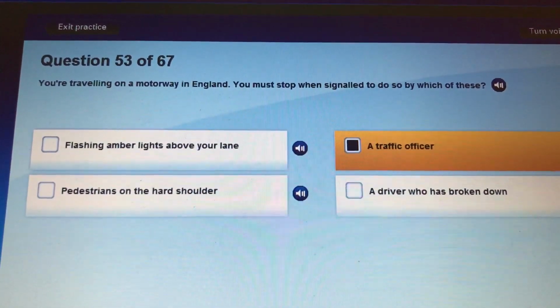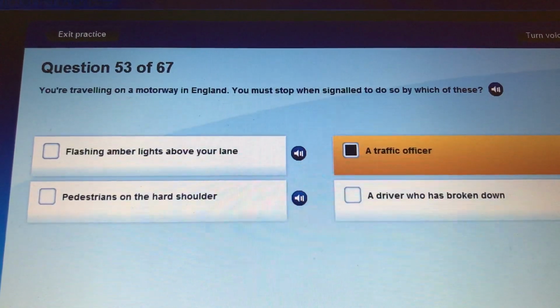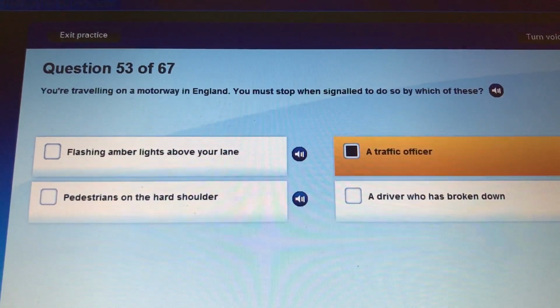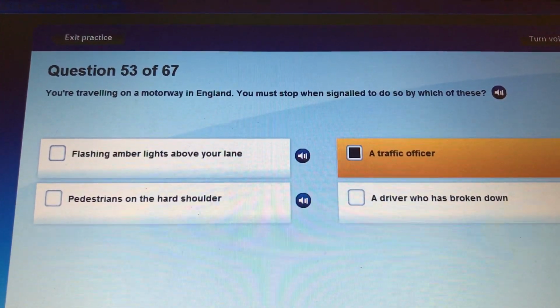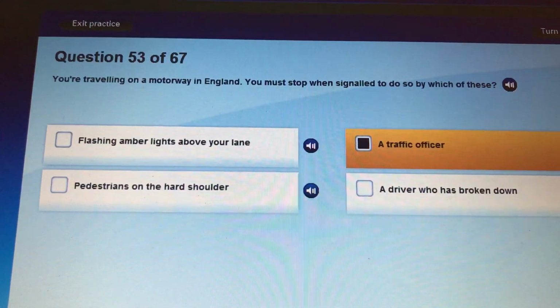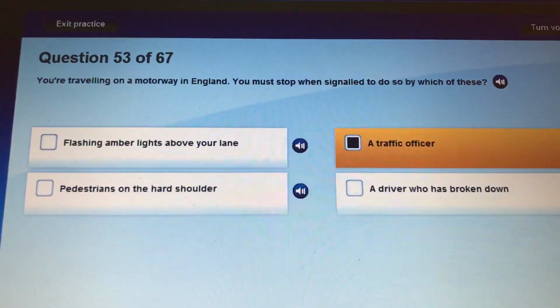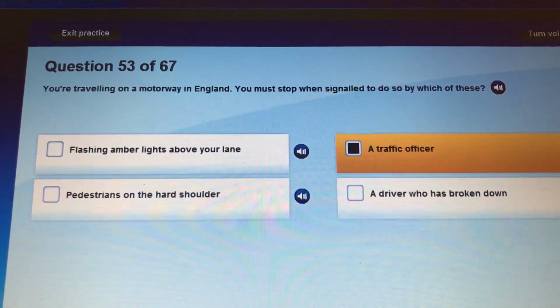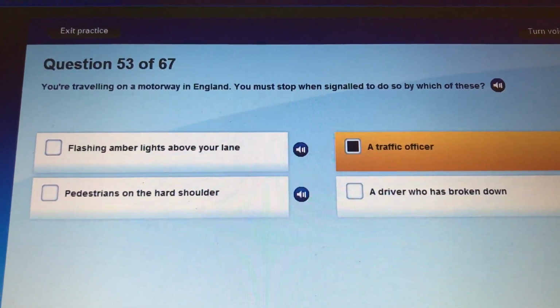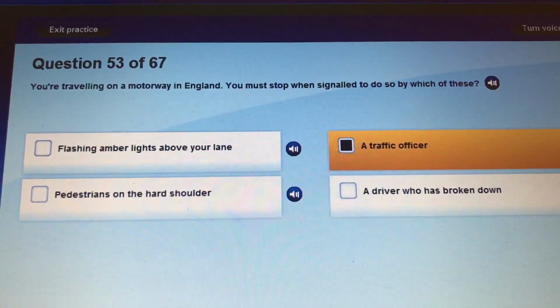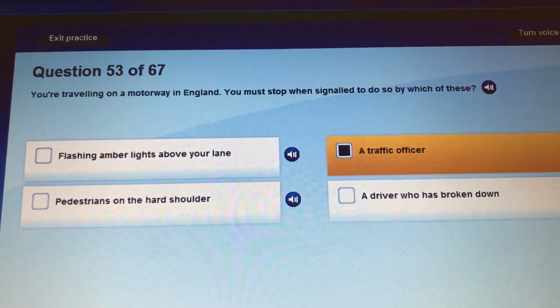You are traveling on a motorway in England. When must you stop? When you are signaled to stop by a traffic officer or police officer. You must stop when you are signaled to do so by a traffic officer or a police officer. And this is for motorway in England.